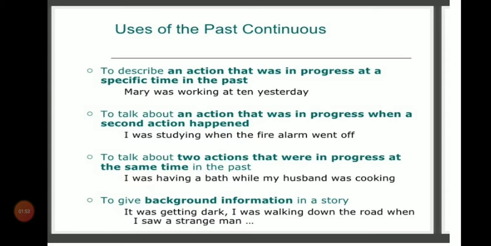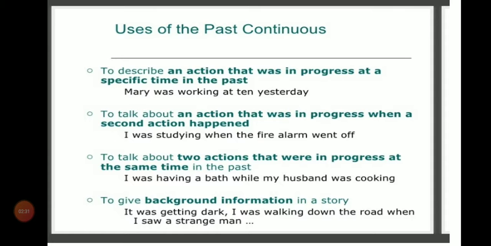As you can see here, we have two actions. The long action was studying, and the short action is the fire alarm went off. So this is also another usage for the past continuous tense. We also use this tense to talk about two actions that were in progress at the same time in the past, like I was having a bath while my husband was cooking. Here we have two long actions happening at the same time. That's why we're using the past continuous tense.